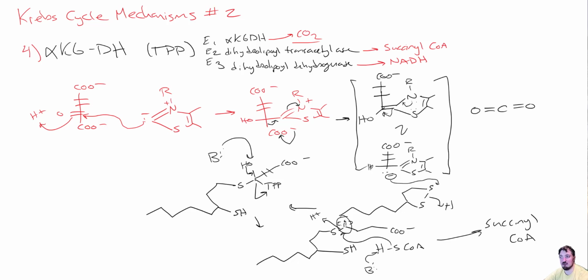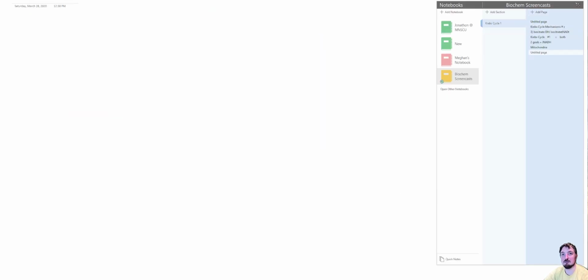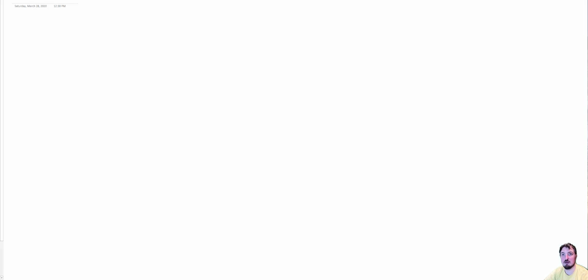Okay. So we have now generated our CO2, succinyl-CoA, and NADH from enzyme 3. So if you want to go back and review that, I go through it in great detail in pyruvate dehydrogenase, same exact mechanism. Okay. But essentially at this point, now we have a high energy bond. And that high energy bond is the thioester bond.